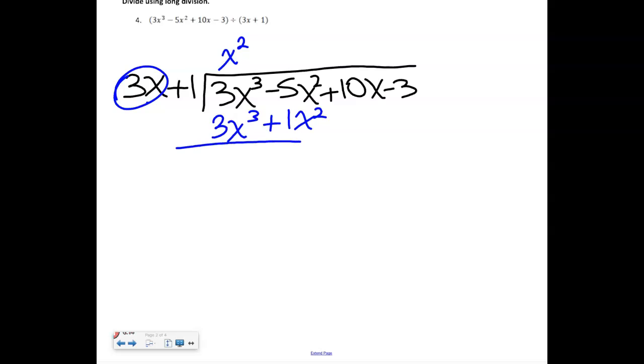Subtract. Okay, now here's where I'm getting some of you on your homework. I'm subtracting. My 3x cubes are canceling. And what am I left with?